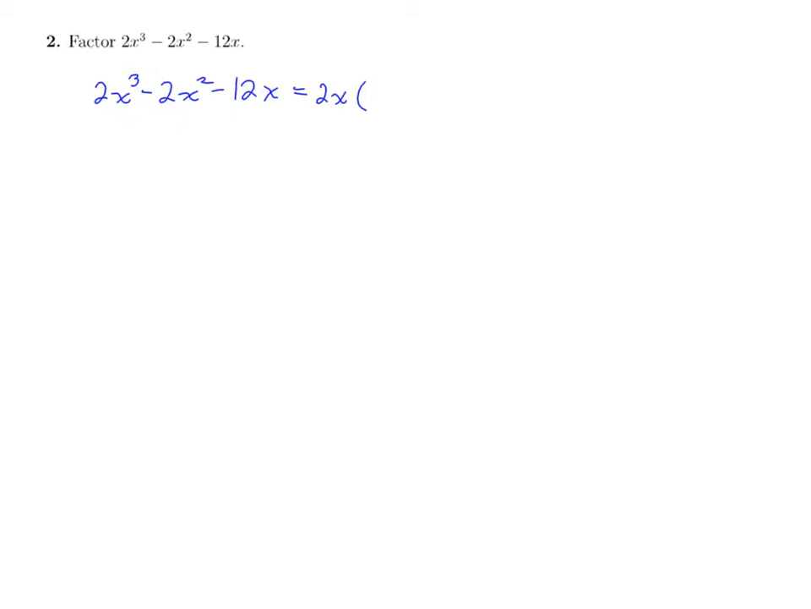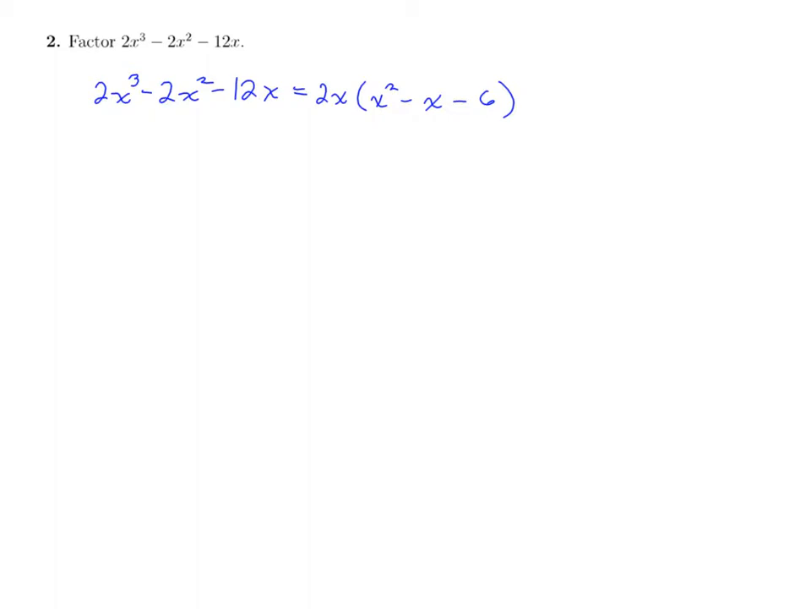And when I do that, I factored 2x out of 2x cubed, so I'll just be left with x squared. If I factor 2x out of negative 2x squared, I'll be left with negative x, so I'll have x squared minus x. And then this term negative 12x, if I factor 2x out of that, I'll simply be left with negative 6. So I'll have x squared minus x minus 6 inside parentheses, and that 2x is out front.